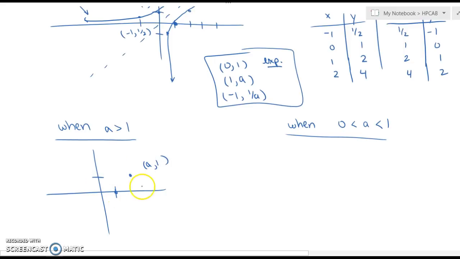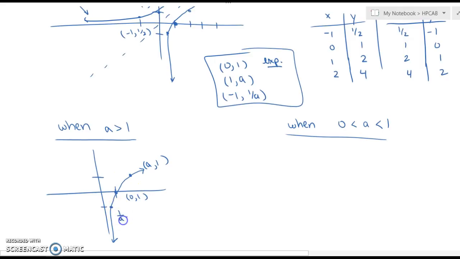It's something greater than 1, so I know it has to be to the right of 1 on the x-axis. And then we're going to have 1 over a, negative 1. We know 1 over a is between 0 and 1, and it's going to be down here at negative 1. So that's going to be our points when a is greater than 1. Let me label these points here for you.